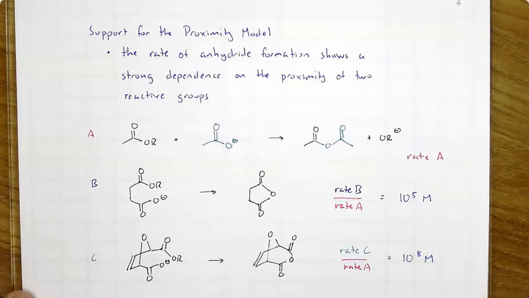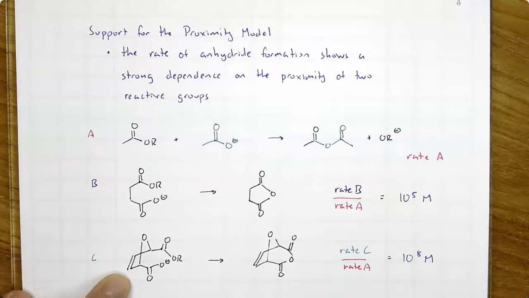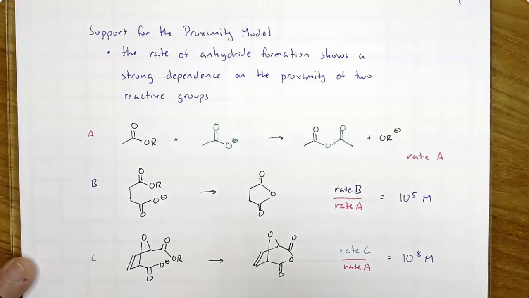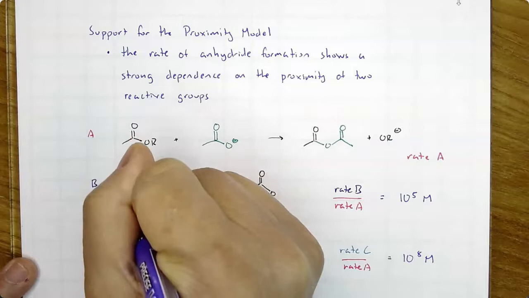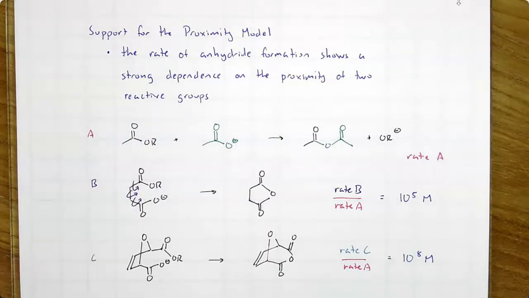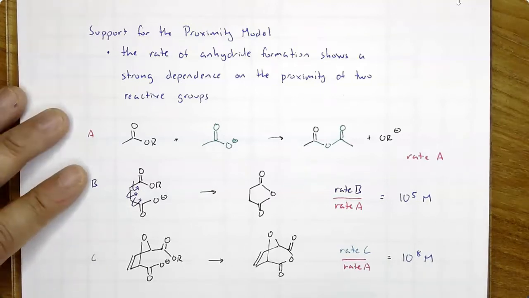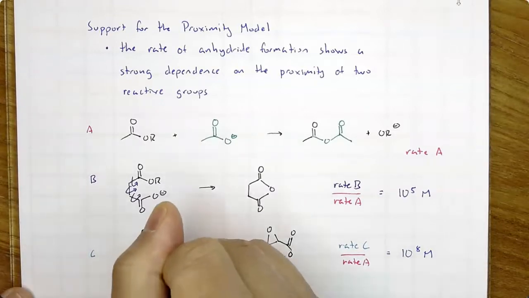Now the thing is, why does doing something like this increase the rate even more? Because we already tethered in part B. What's going on with part C? Well, if you think about part B, you still have rotational freedom quite a bit. That single bond, this single bond, this single bond. What C is doing is restricting the rotation of some of these bonds. We still have some rotation here, okay?